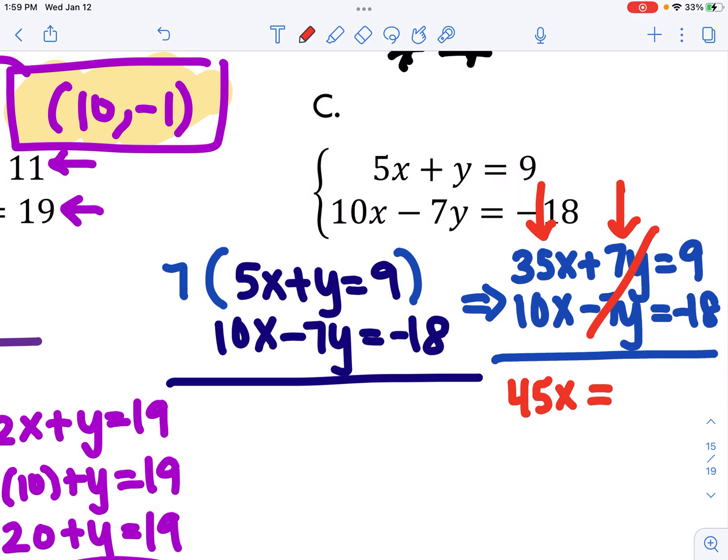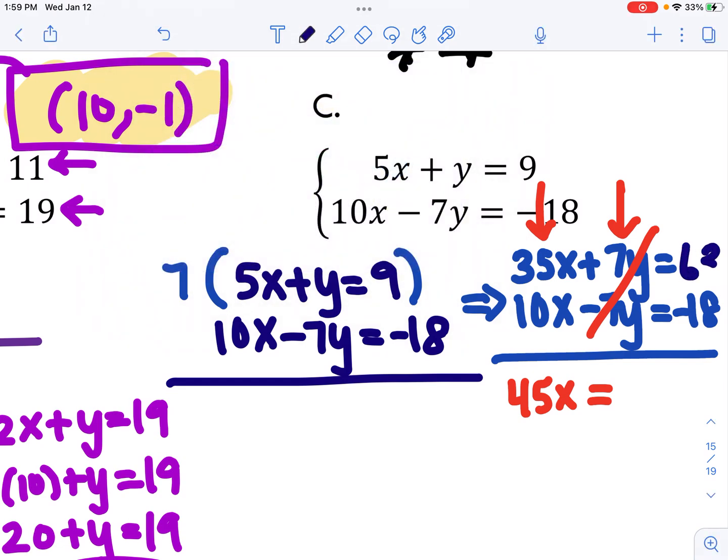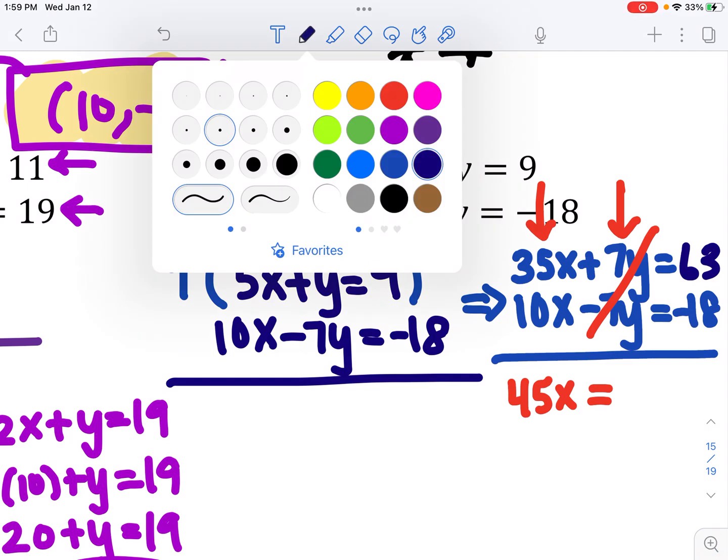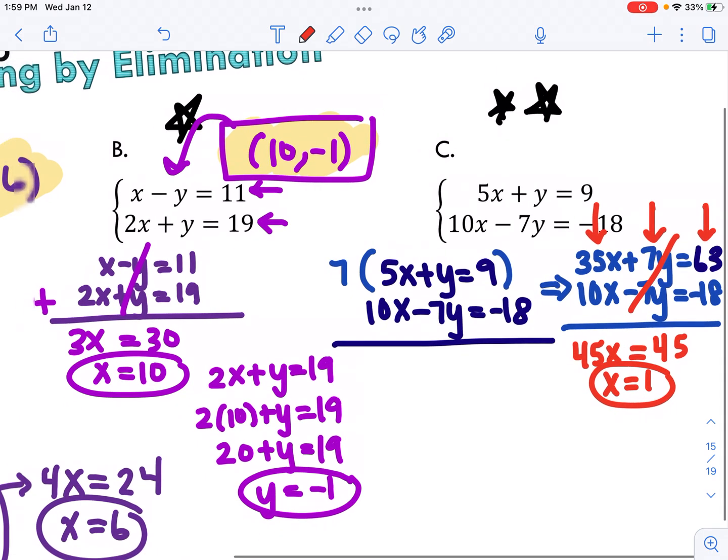9 plus, little mistake here. Don't forget to multiply every term, shame on me. 7 times 9 is 63. All right, we're going to look at that last column here, 63 minus 18, which gives me 45. So x is equal to 1, getting a little closer.